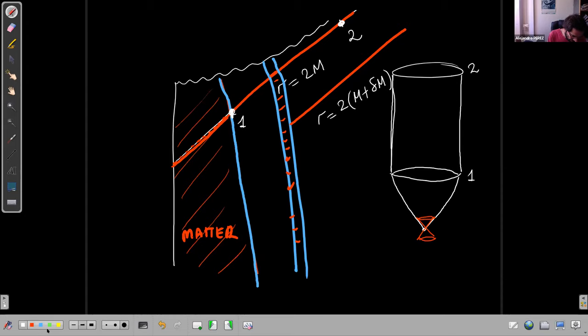And now what is the black hole horizon? Now it changes. Because matter has fallen in, the black hole horizon now will be all this, which here will look like, I need more space, so let me shorten this part.